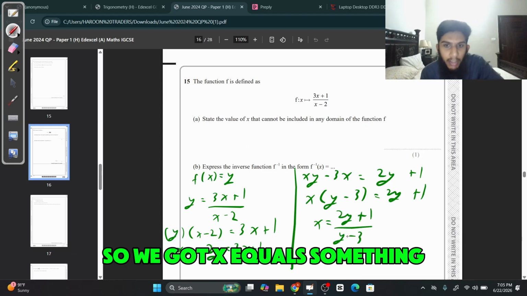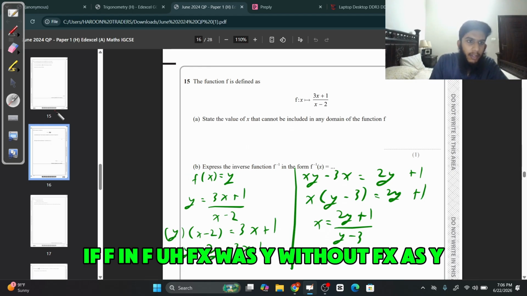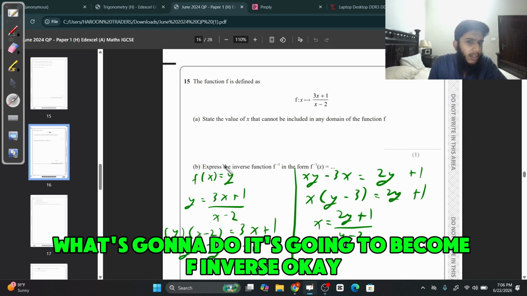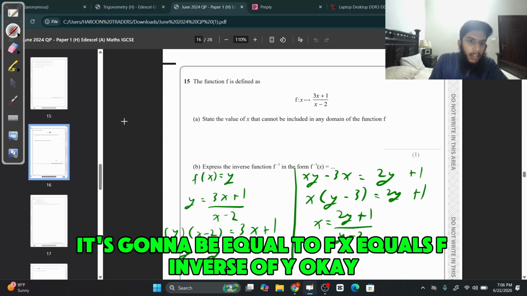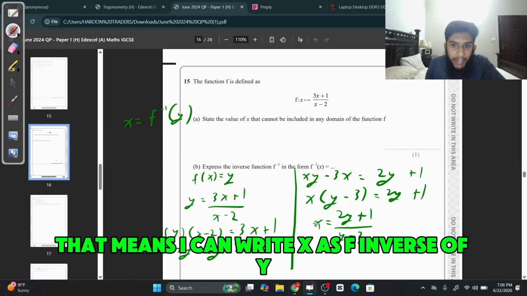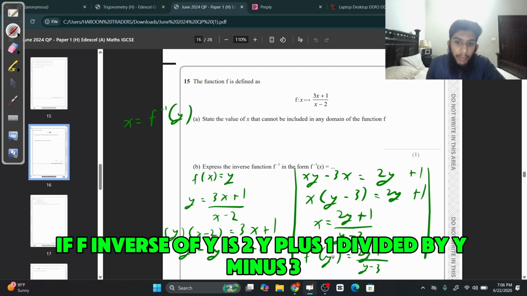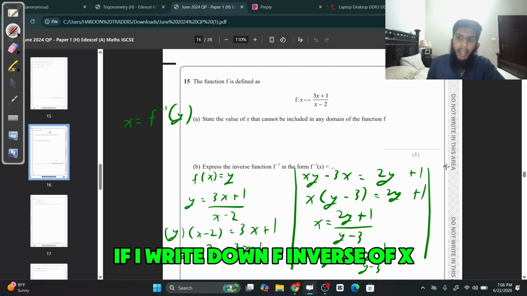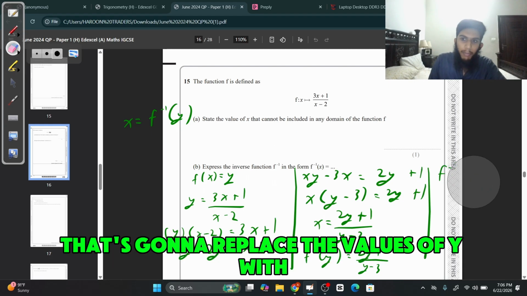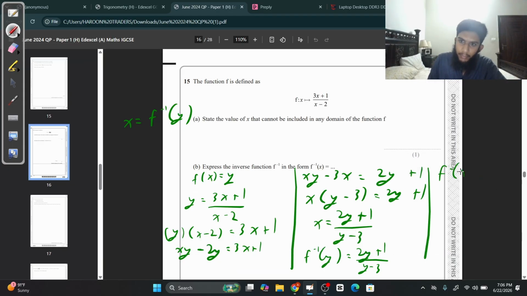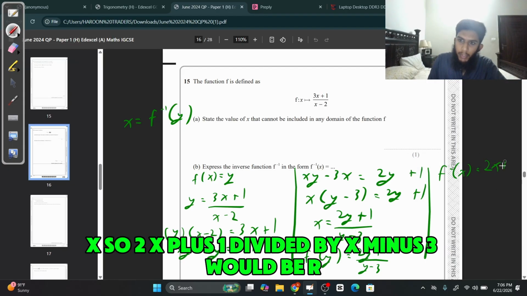So we got x equals something. Next step is to write down this. We wrote f(x) as y. If I want to take the f on the other side, it's going to become f inverse. So x equals f inverse of y. That means I can write x as f inverse of y is equal to (2y plus 1) divided by (y minus 3). And lastly, if I write down f inverse of x, that's going to replace the values of y with x. So (2x plus 1) divided by (x minus 3) would be our answer in this case.